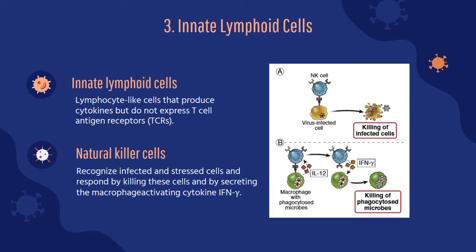And natural killer cells. Natural killer cells recognize infected and stressed cells and respond by killing these cells and by secreting the macrophage-activating cytokine interferon gamma. NK cells kill host cells infected by intracellular microbes, thus eliminating reservoirs of infection. And NK cells respond to interleukin 12 produced by macrophages and secrete interferon gamma, which activates the macrophages to kill phagocytosed microbes.